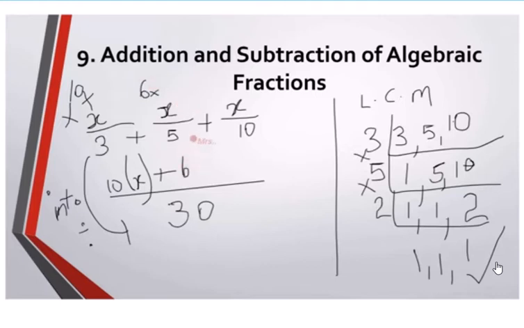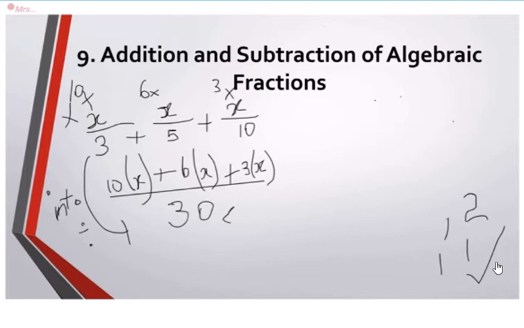5 can go into 30 6 times, so it's going to be 6 by whatever my numerator is, 6 by x. Plus 10 into 30 is 3, and it's going to be 3 by whatever my numerator is, right, which is going to be 3 by x. Good. What we're going to do now, we are going to multiply out our brackets. Good. So 10 by x will give us a total of 10x, plus 6 by x will give us 6x, plus 3 by x will give us 3x all over 30.